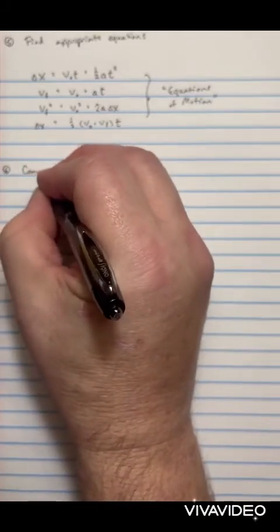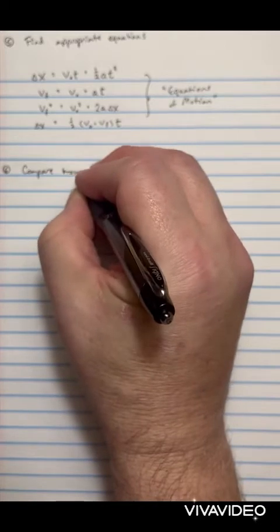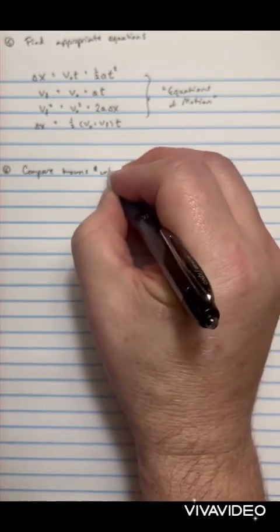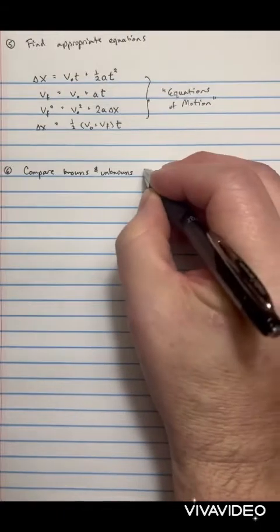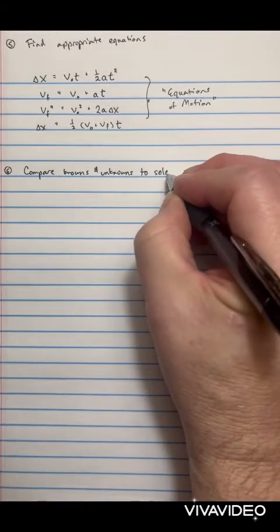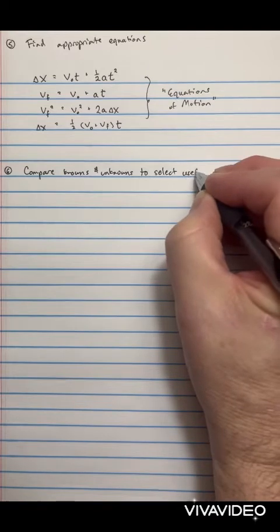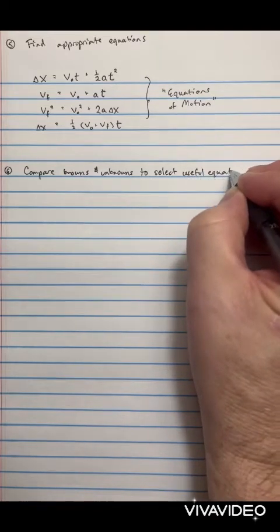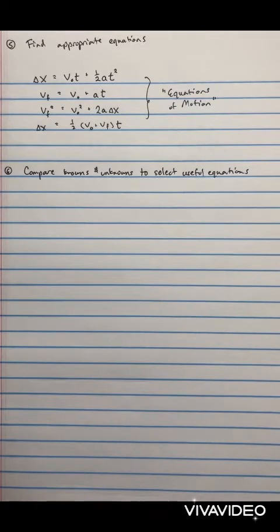Compare your knowns and unknowns to the equations in order to select the useful equations that we can use to solve the problem, or problems. If you notice in the original statement, there's actually two things we're trying to find out, which means there could be more, there's at least two separate calculations. Therefore, there's at least two separate problems within this overall larger problem that we have. Right? So let's do that as an example.